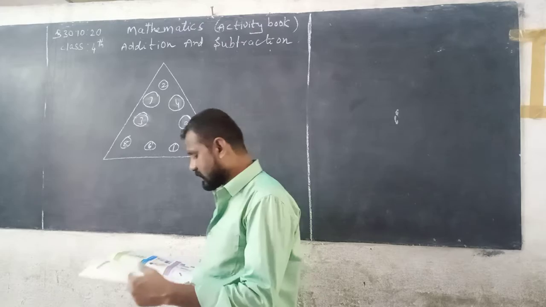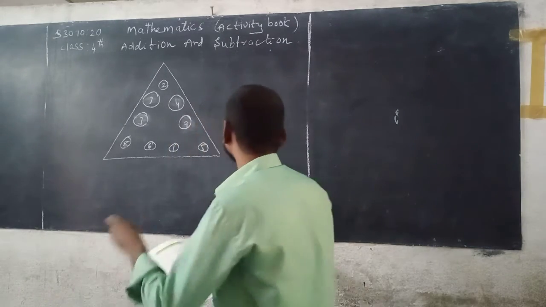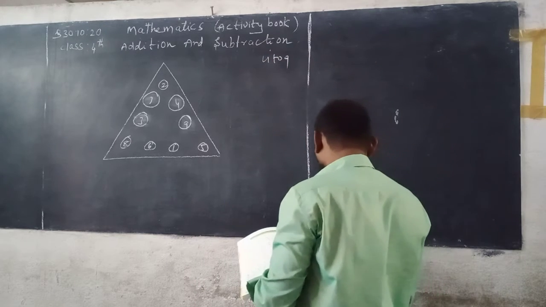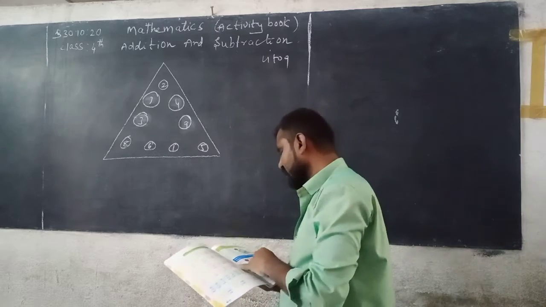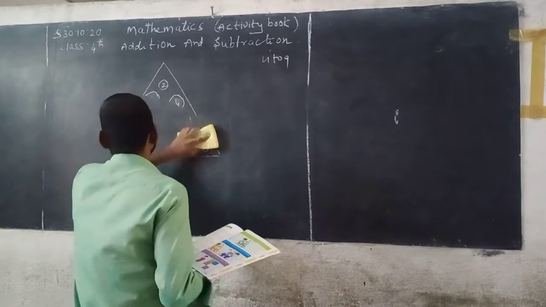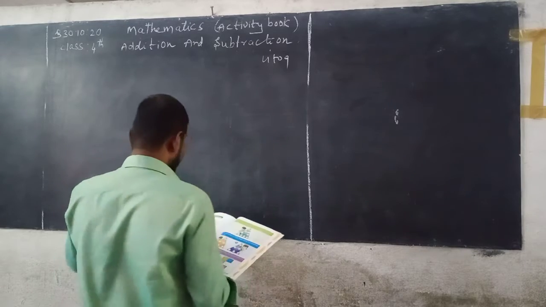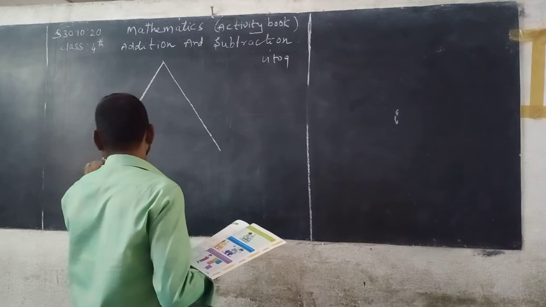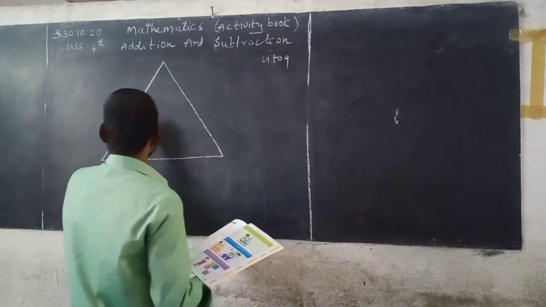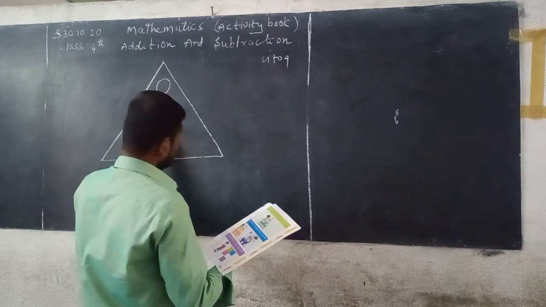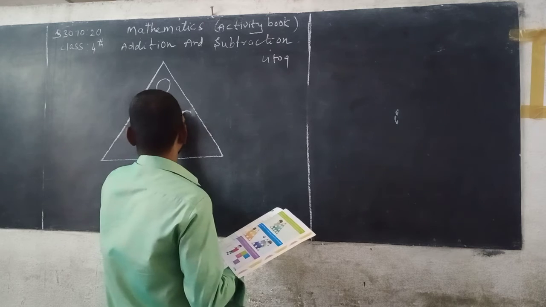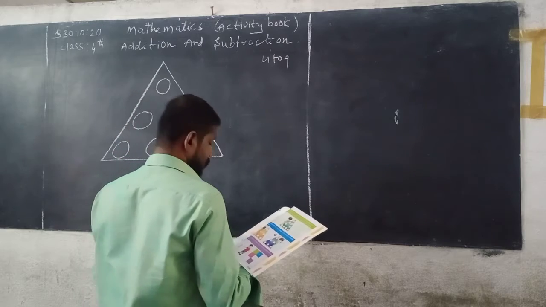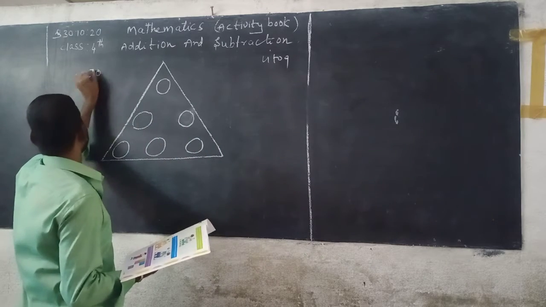Did you understand? Now next, arrange the numbers from 4 to 9 in the triangle such that the sum of the numbers along each side is 20. Each side is 20. See here. So you can get that the sum is 20.